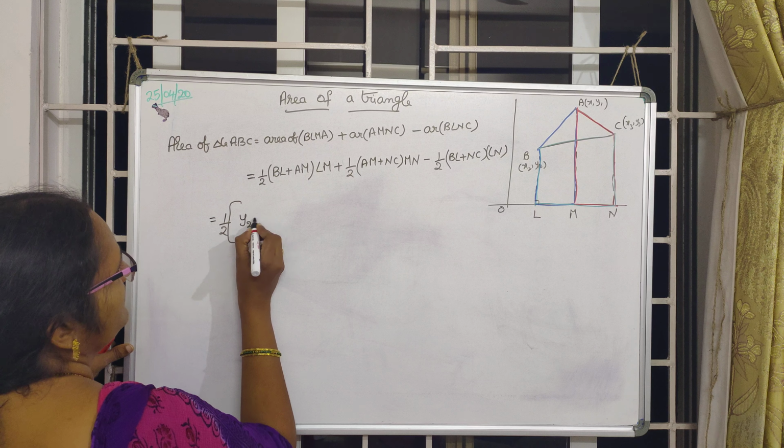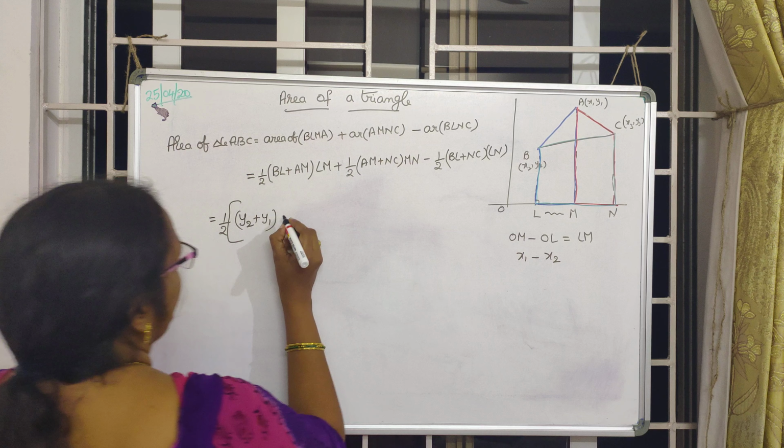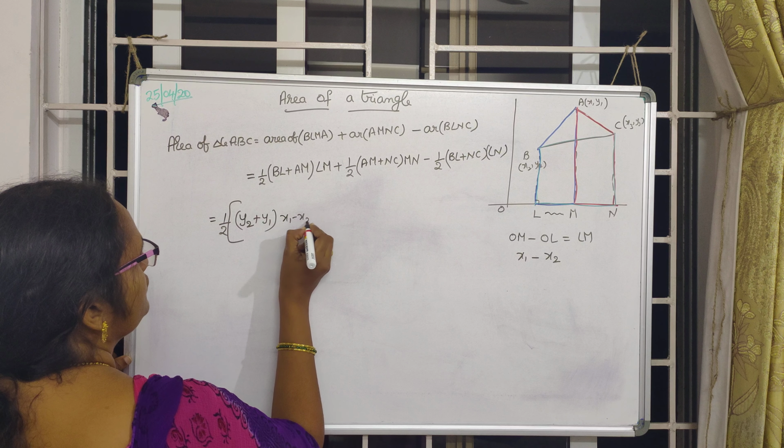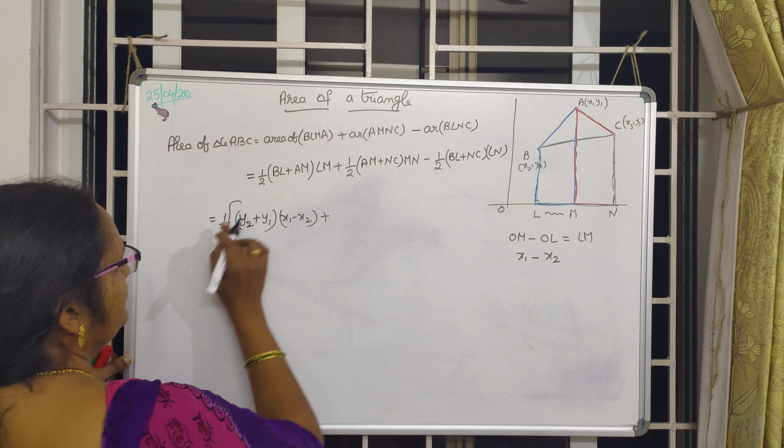LM I need. For this value, from OM I take away OL, I will get LM. OM is the distance from the y-axis to that point, sorry, from the y-axis to that point. That is x1, minus OL, which is x2. So x1 minus x2, plus half came out already.